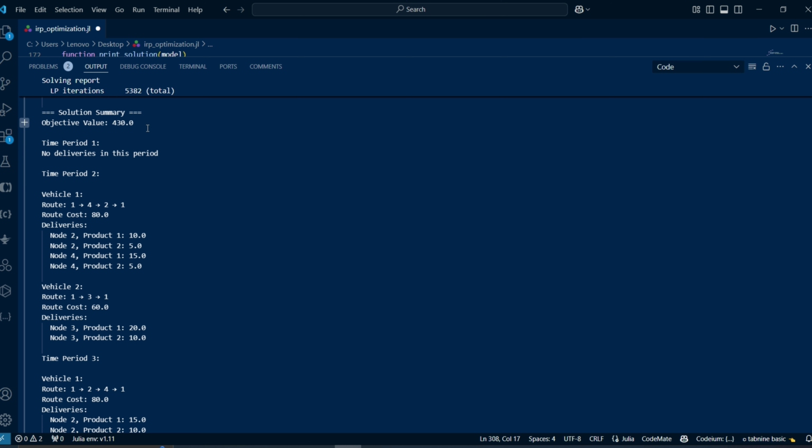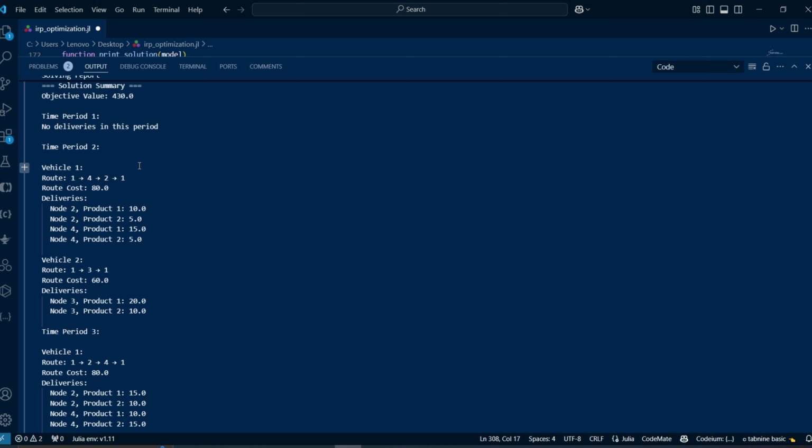Again, the objective value here. The solution yielded a total cost of 430, and this is the sum of all incurred costs, including routing costs, fixed vehicle costs, holding costs, and penalties for shortages. The breakdown of this total cost will be detailed shortly. And we analyze the deliveries across time periods, and time period 1 here. No deliveries were made during this period, and this outcome aligns with the optimization model, which strategically decides not to deploy vehicles when demand or cost consideration suggest otherwise.